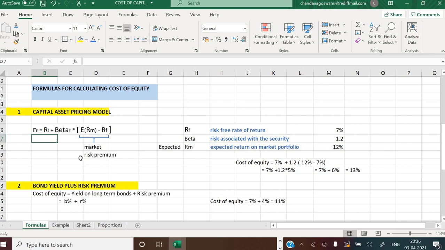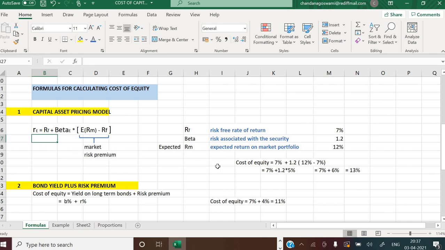So effectively what we are doing is that we have taken the risk-free rate of return, and to that I am adding a component, and this component is what? Beta multiplied by the market risk premium. Obviously when beta is high, this second portion is going to become a larger number, and therefore accordingly the cost of equity will also go up.